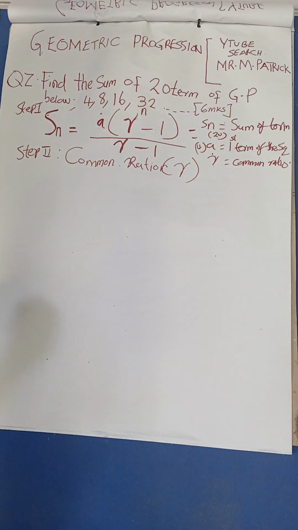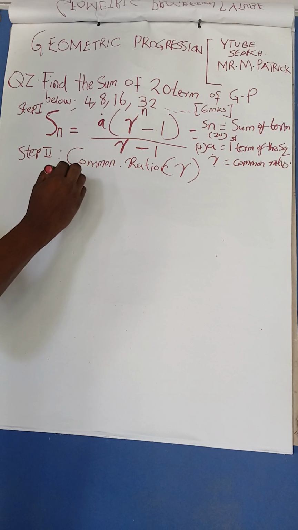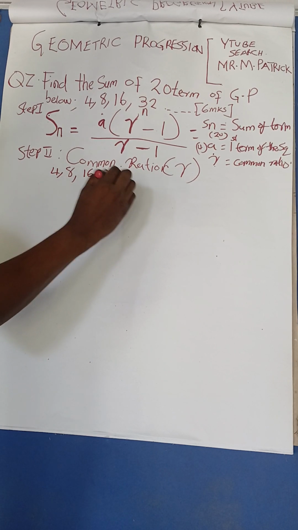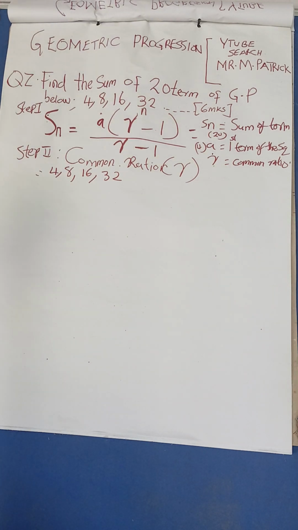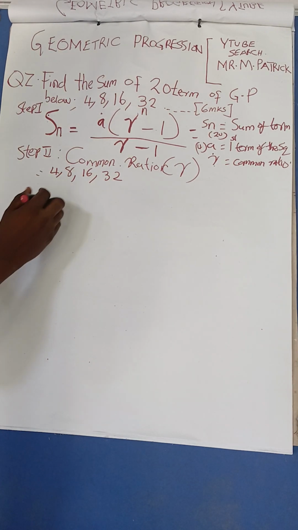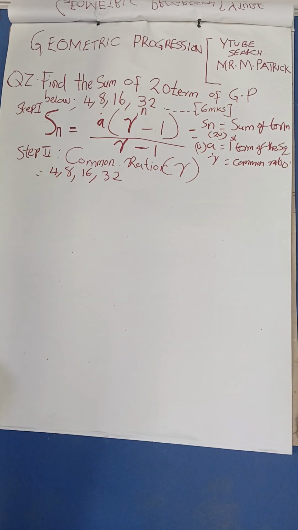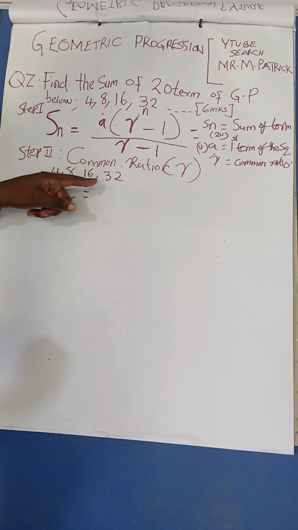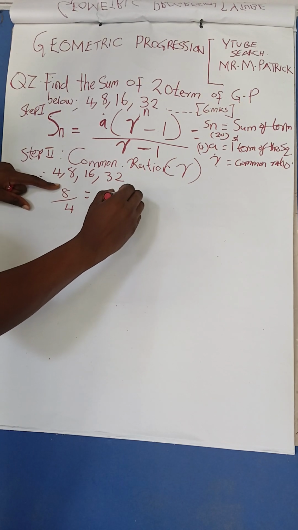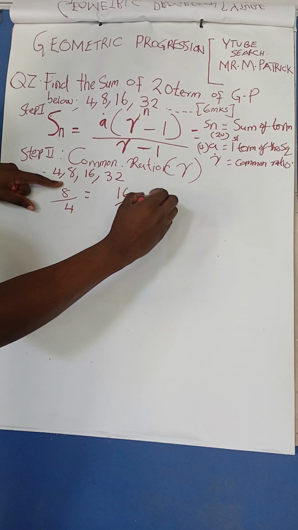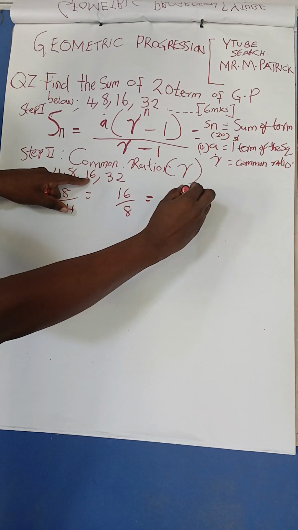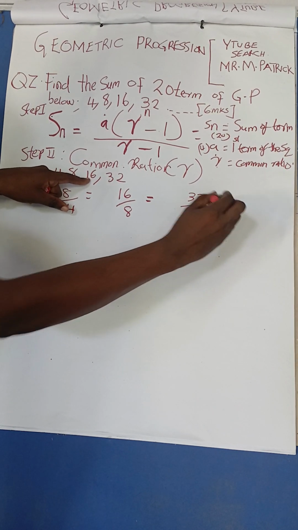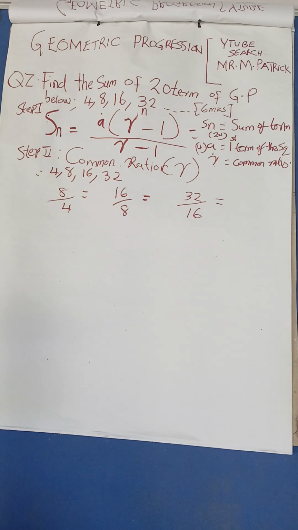Now, to calculate the common ratio for this case, you can write the sequence down here. This is our sequence. For the common ratio, I always say you just take the second term divided by the first term. So it will be 8 divided by the first term, which is 4. The answer you get must be equivalent to 16 divided by 8. Also, the answer must be the same as if I take 32 divided by 16. So the answer must be the same, because we are saying it's a common ratio, a ratio that is common across the board.